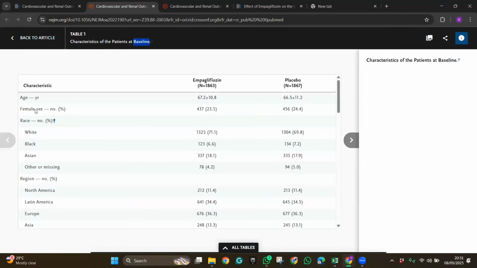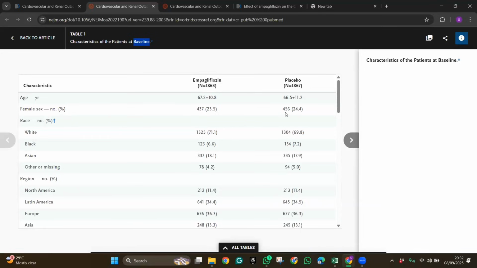For example, do you see this female sex? Along with it, a number is written, and in brackets percentages are written. So this means that this particular variable is reported in the form of numbers and percentages, right? What does number and percentage basically mean? This means that 437 patients out of the 1863 patients in the empagliflozin group, which is our intervention group, were females, right? 437 patients out of 1863 were females, and the percentage is written in the brackets.